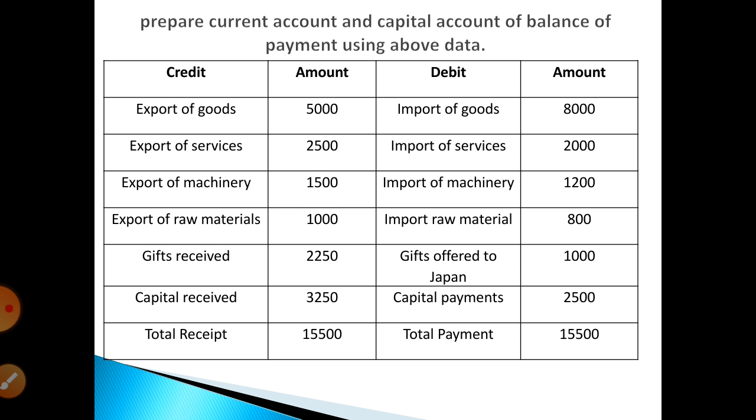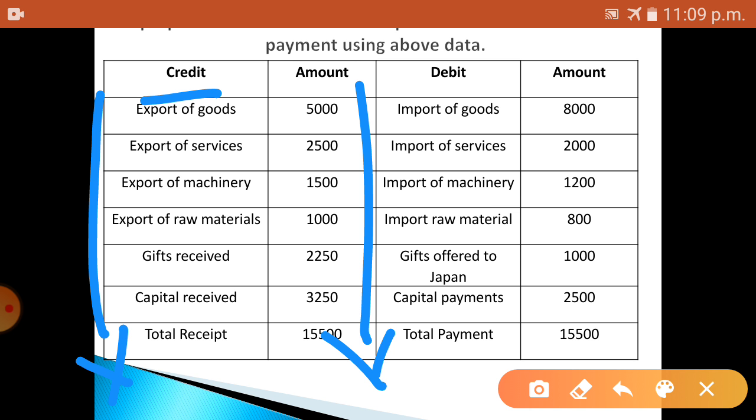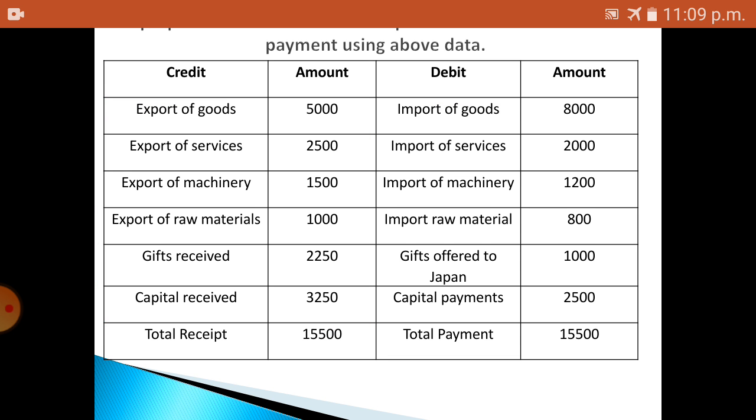Next we will study the second question. He has asked to prepare a current account and capital account of balance of payment using the above data, same as I explained in the previous video. On the credit side we should mention whichever goods we have produced and exported to other countries, with the amount. Next, on the debit side, whichever goods we have imported for our country's use, we should write with the items as well as the amount.